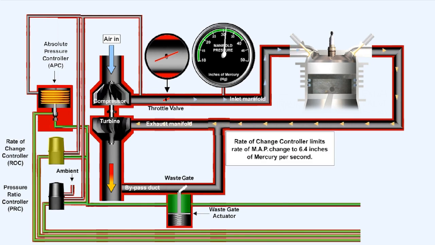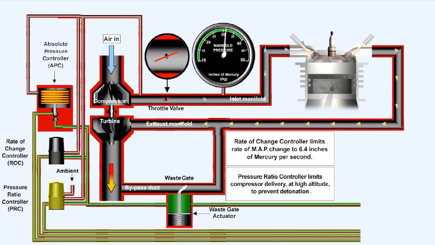The rate of change controller will govern the rate of change of MAP when the throttle is opened rapidly. One particular type of controller limits the rate of change to 6.4 inches of mercury per second. Limiting the rate of change should prevent overboosting the engine as a result of the momentum of the compressor-turbine combination as it accelerates.